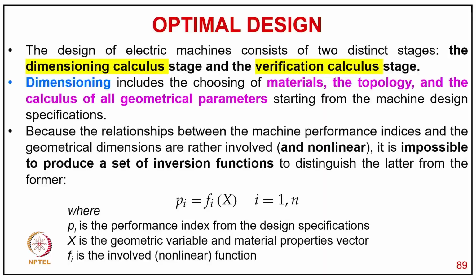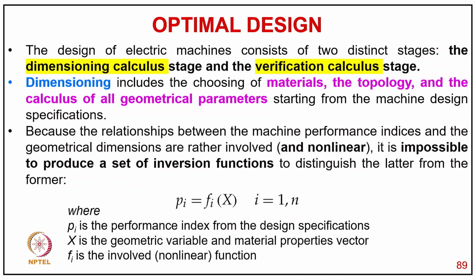What is the optimal design? The design of electrical machines consists of two distinct stages, the dimensioning calculation stage and the verification calculation stage. So dimensioning includes choosing the material, the topology and the calculation of all geometry parameters starting from the machine design specification. The relationships between the machine performance indices and the geometrical dimensions are rather involved, and they are highly nonlinear because they are highly buried in the variables. So it is impossible to produce a set of inverse functions or mathematical or numerical relations to distinguish the latter from the former.